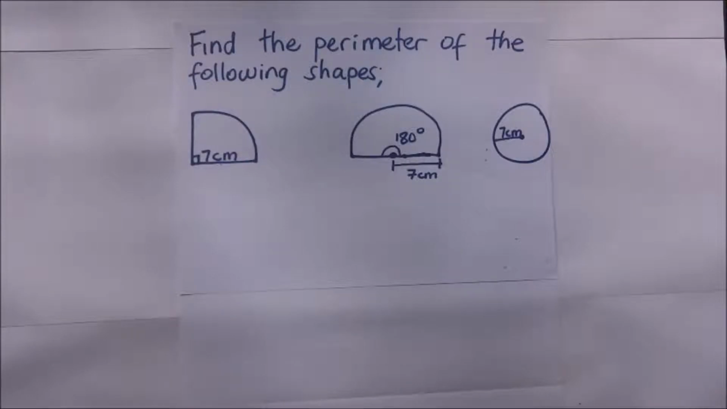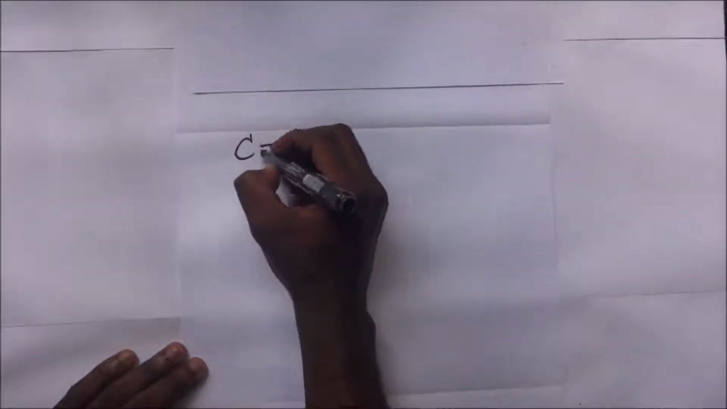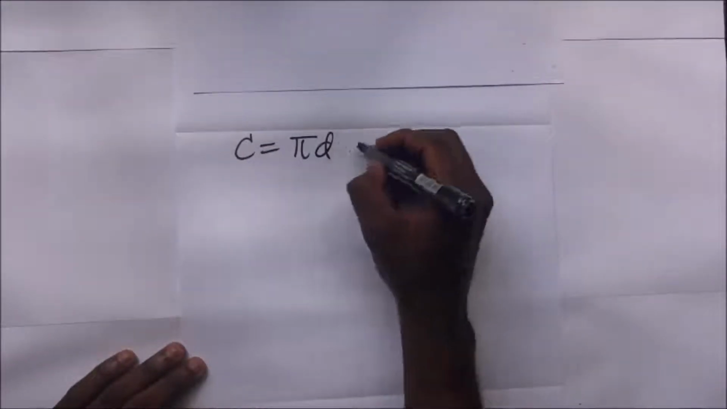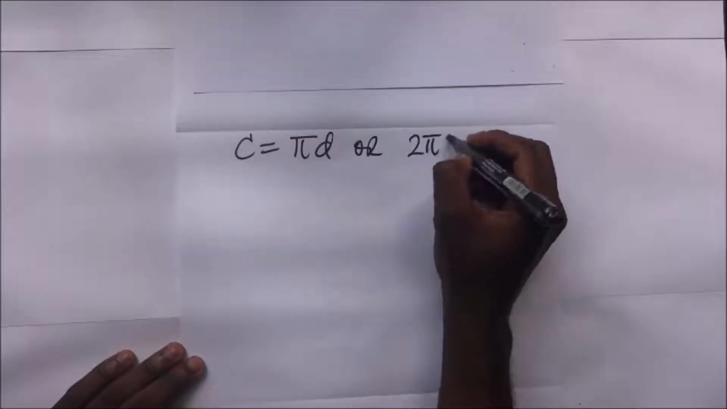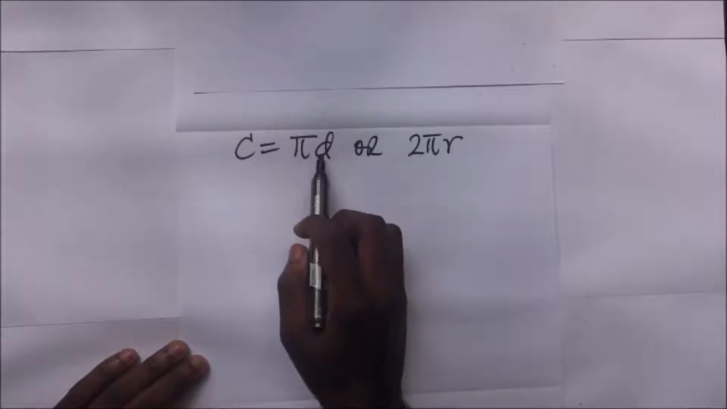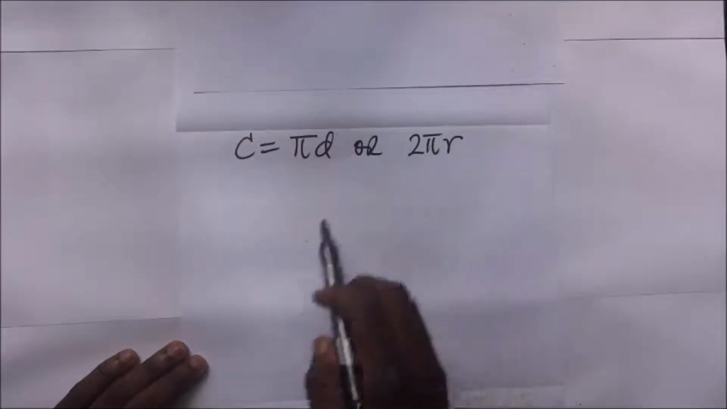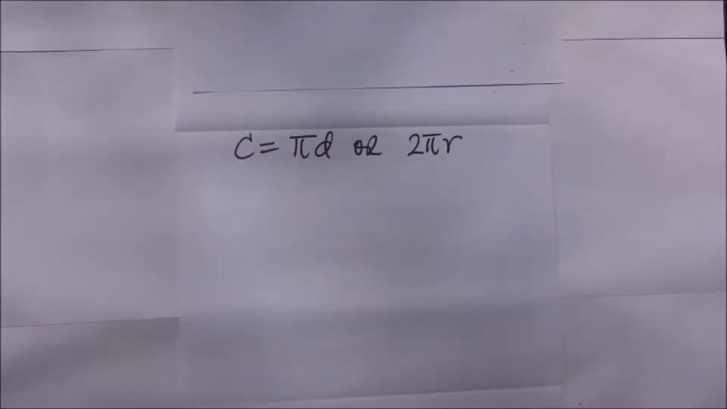Now before, we've been doing perimeter of a circle, or call it the circumference of a circle, and we said that circumference of a circle is pi d, or it is 2 pi r, where r stands for the radius and d stands for diameter. Pi is simply a constant, which is equivalent to 3.14 or 22/7.